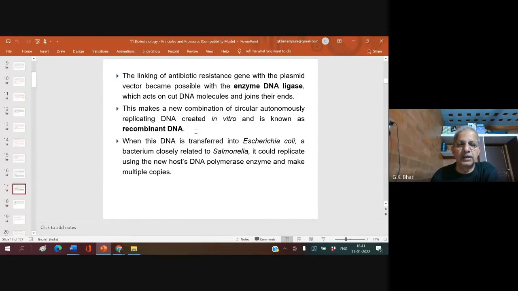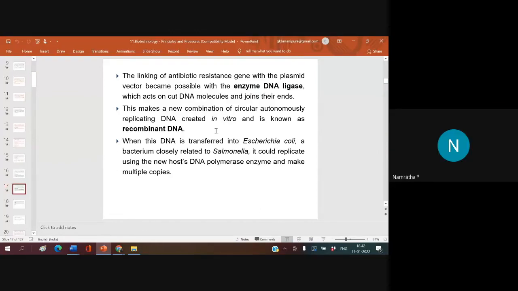It's a new combination of circular, autonomously replicated DNA created in vitro and is known as recombinant DNA. Now let me tell you, you have one plasmid like this, and here it is cut. Now another DNA is added. It is cut here with the help of restriction enzymes. One more DNA is joined here, added, and it is completed. So now what do we call this DNA? Recombinant DNA.